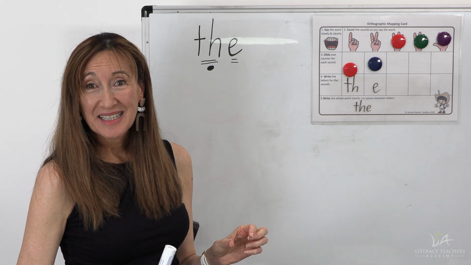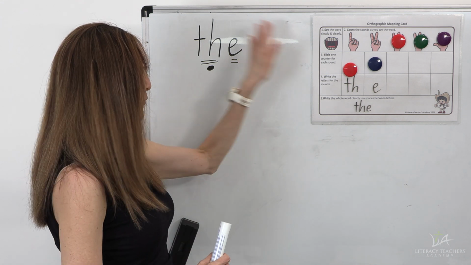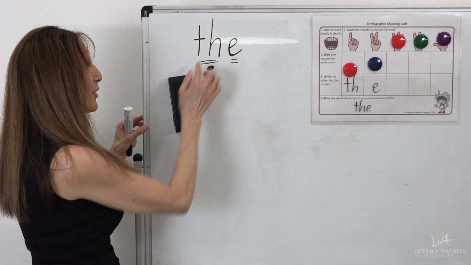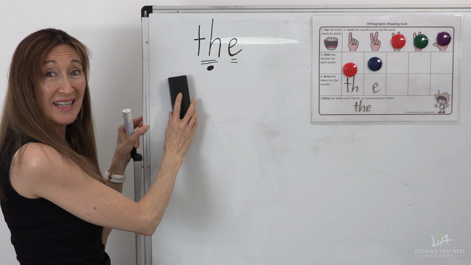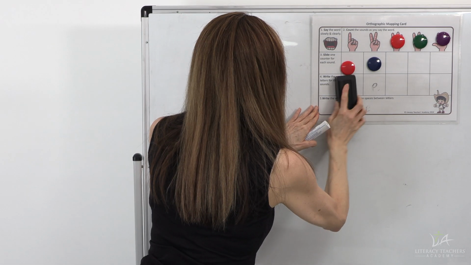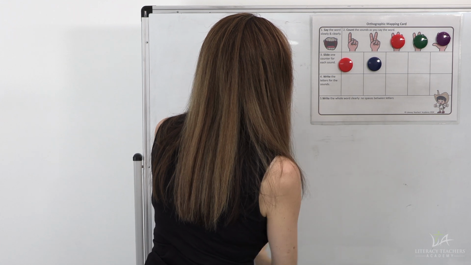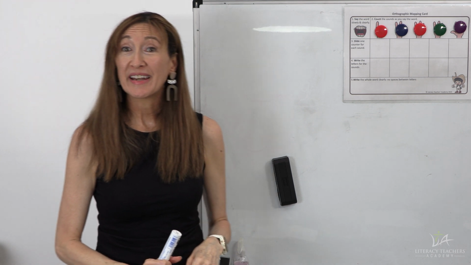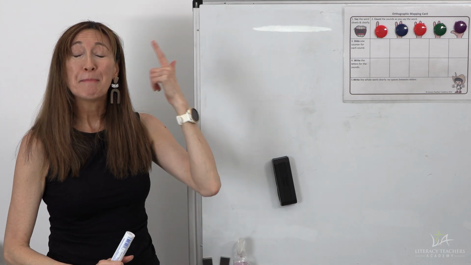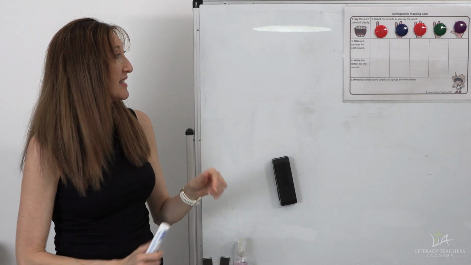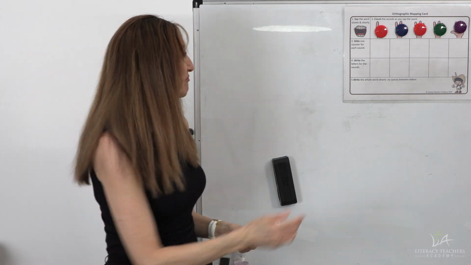Now to practice this one, you might like to rub everything off, so you can rub it off the board. If you think you can remember the letters that make the sounds, rub them off the board, rub them off your card, move your markers up, and you can try that again, trying to remember the letters that made the sounds.